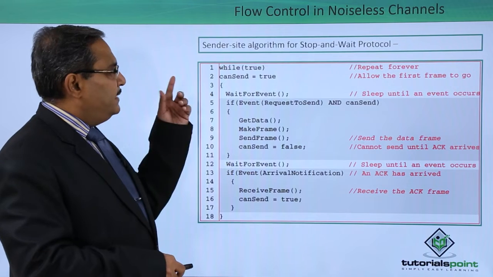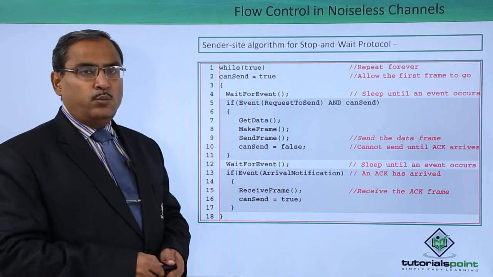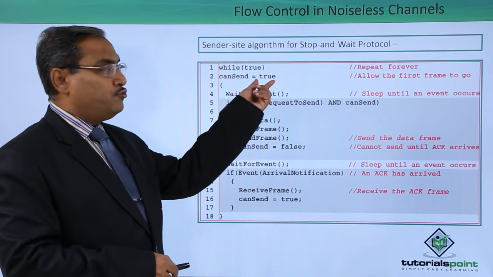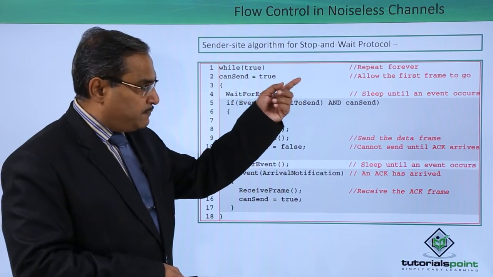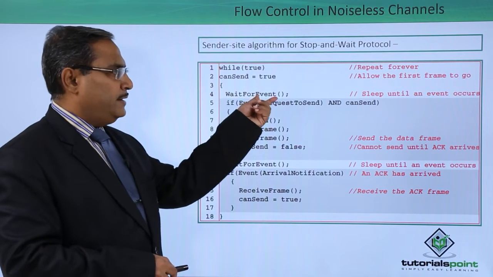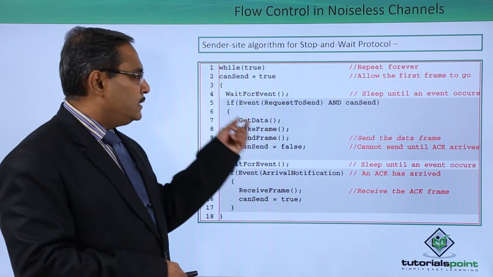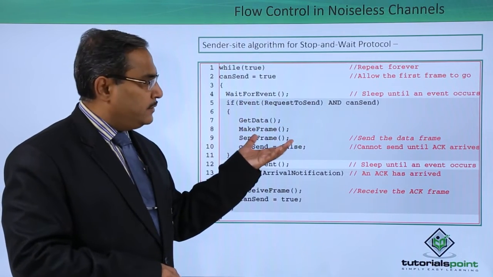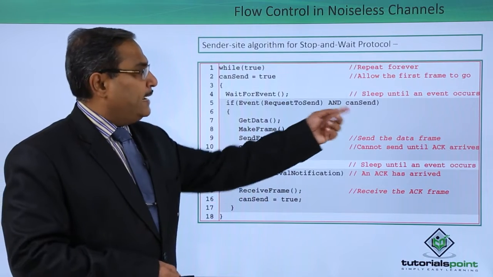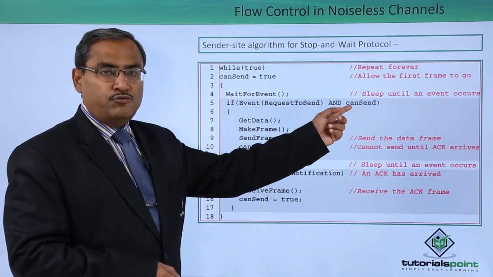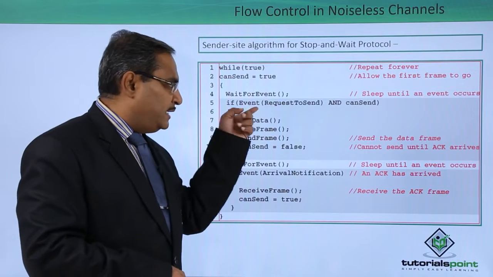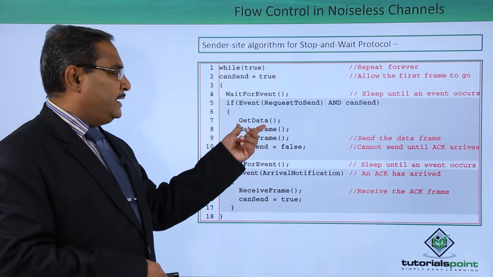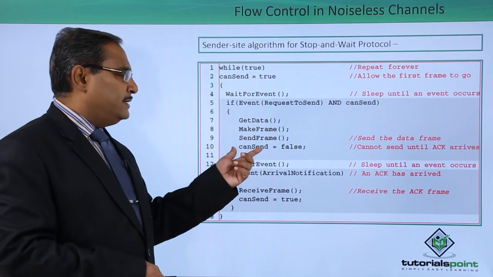Let us go for the sender side algorithm for stop and wait protocol. This is the sender side algorithm. While true, canSend is true, allowing the first frame to go. Wait for event: sleep until an event occurs. If the event is request to send, which is coming from the network layer, and canSend, which we have made true, is a Boolean variable. If both are true, then only will the control come within this while block. Get data, make frame, send frame, and canSend is equal to false.